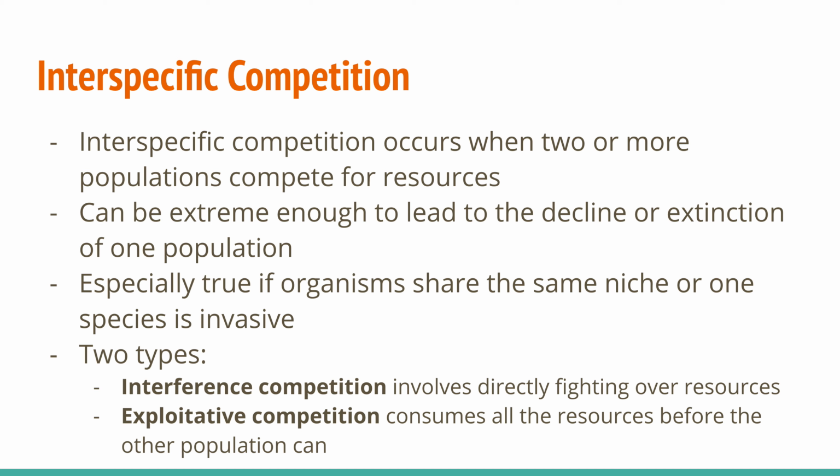We can get interspecific competition in two ways. It could be interference competition, where there's actual direct conflict over the resources, or it could be exploitative competition, where one species is just better at using up the resources, so they end up using them before the other one gets a chance to.